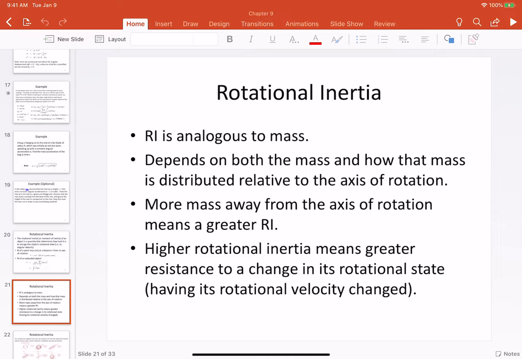Now, one difference between inertia that we studied earlier and rotational inertia is that inertia just depends on mass, but rotational inertia depends both on the mass and how that mass is distributed relative to the axis of rotation. In particular, if you have a lot of mass distributed away from the axis of rotation, then the rotational inertia is greater. So let me give you an example of that.